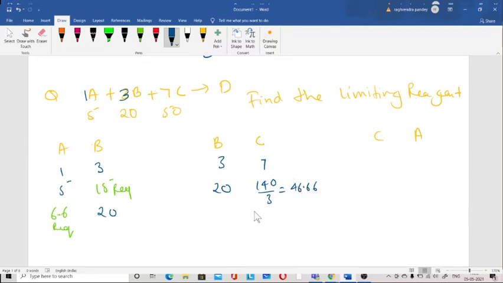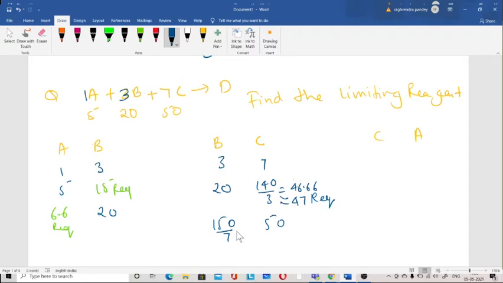Sir, can we take 47 or 46? You can, approximately you can take 47. Okay, I took 47. No problem. That is a requirement for C. Now, if we put the C moles 50, then it will be 150 by 7.